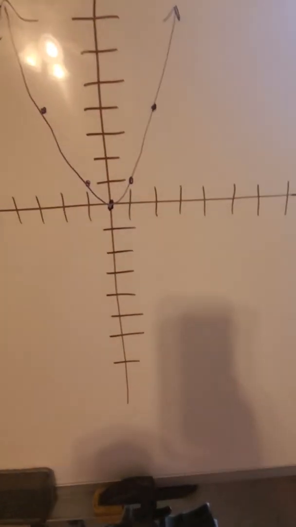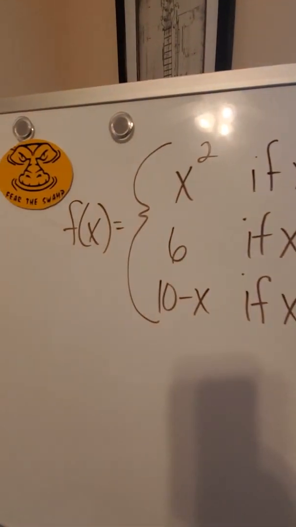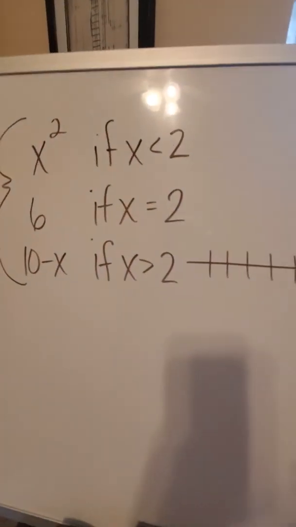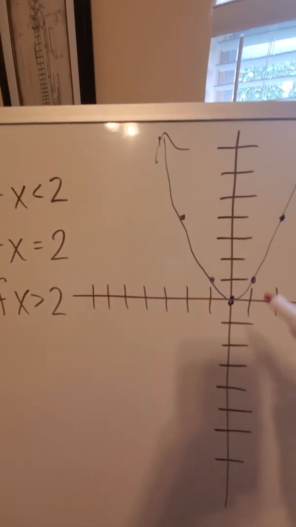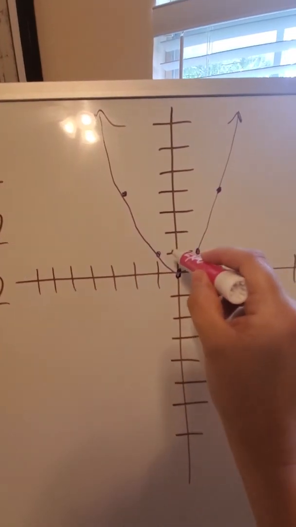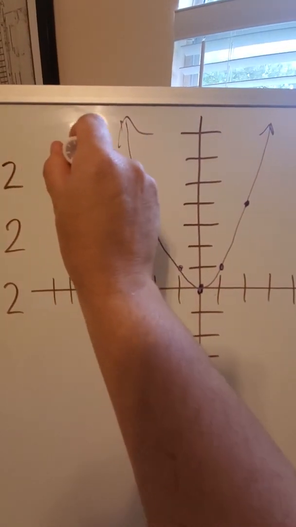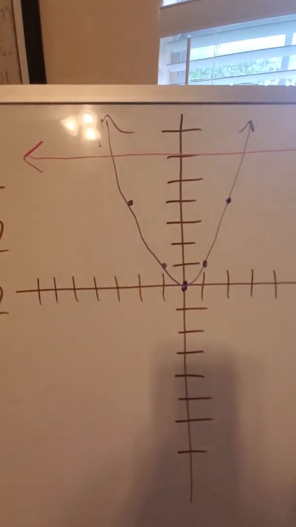Sorry, trying to put the lid on the marker. Then the next one was, when you see f of x, that's the same as y, equals 6. If y equals 6, that just means a horizontal line at 6. So 1, 2, 3, 4, 5, 6. I draw a line at 6. There's that graph.